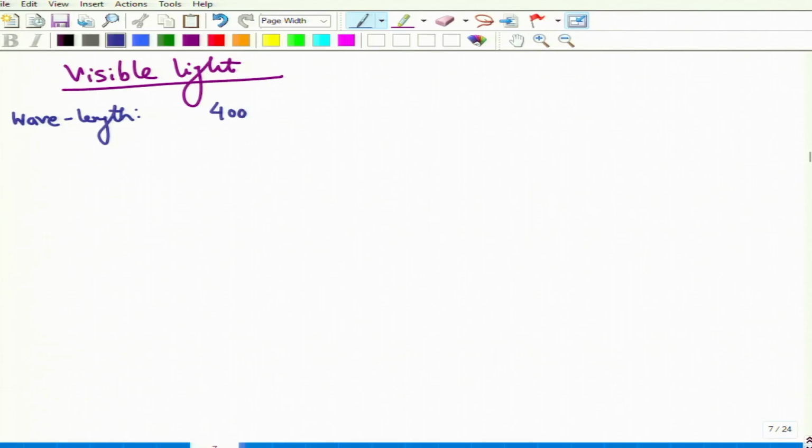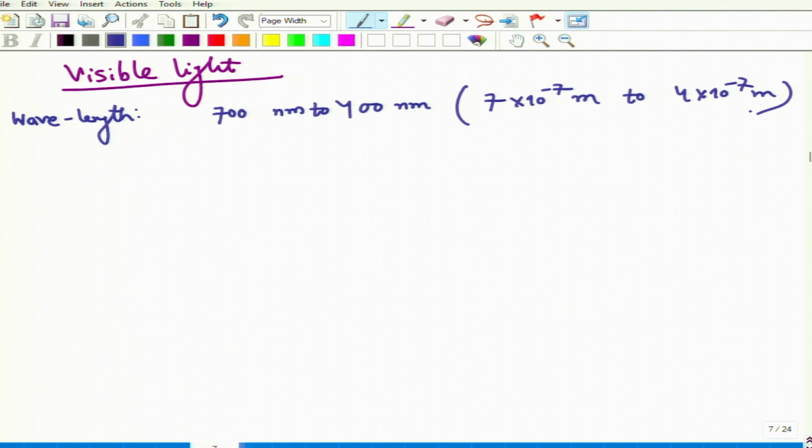Okay, for visible light it is 700 to 400 nanometer, or in meter units we should write it as 7 into 10 to the power minus 7 meter to 4 into 10 to the power minus 7 meter. Okay, so this is very, very important.